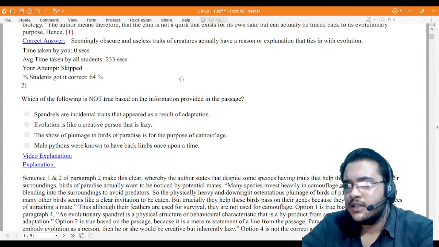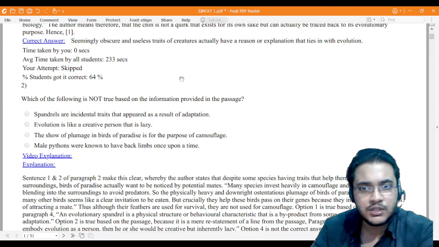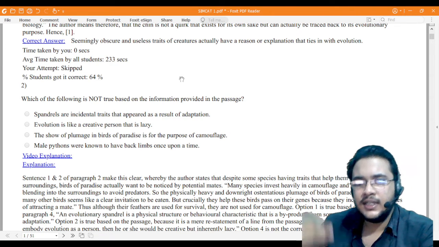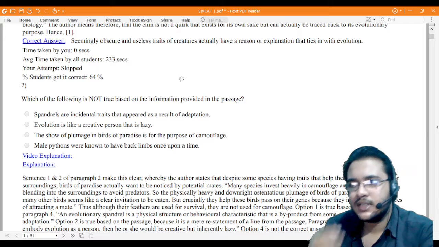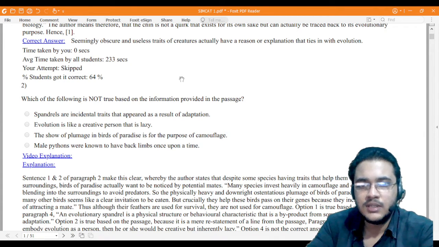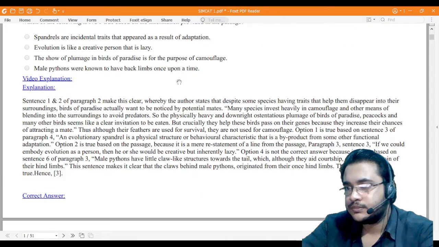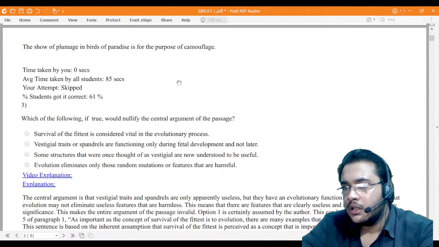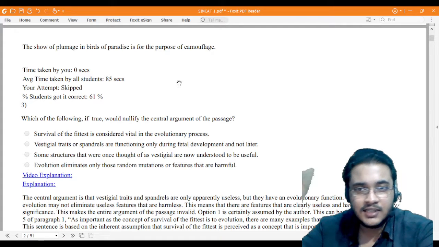Which of the following is not based on the information provided in the passage? This is not a direct question, but when you read the entire passage and understand it really well, you can answer this question. This is also not a direct question. Which of the following, if true, would nullify the central argument of the passage? Okay, 3 questions so far.